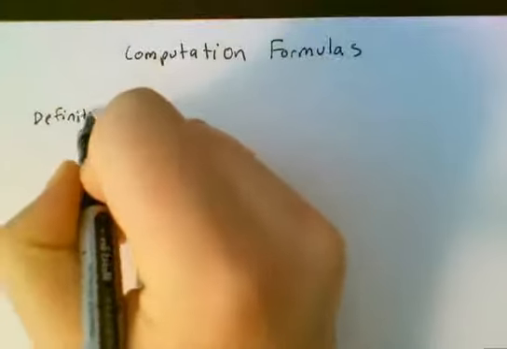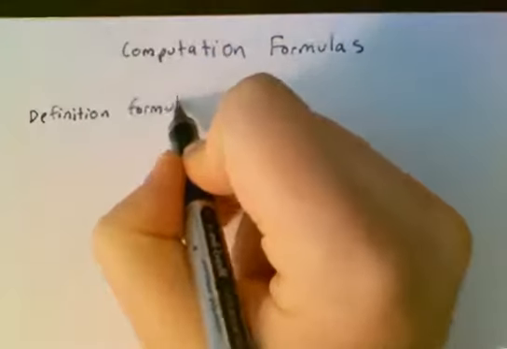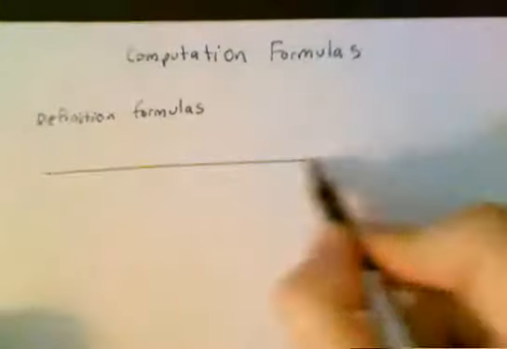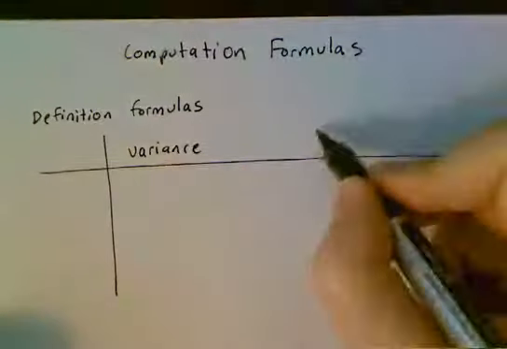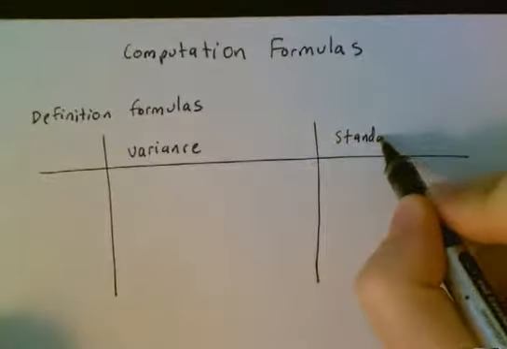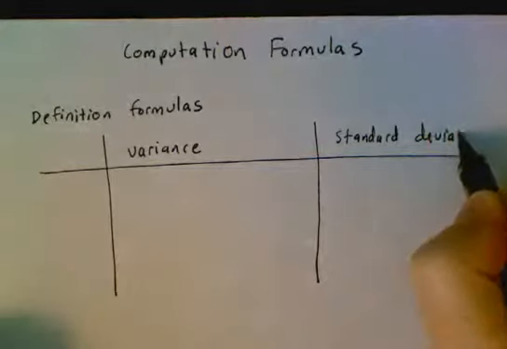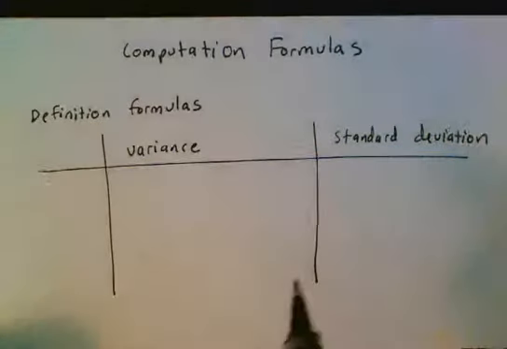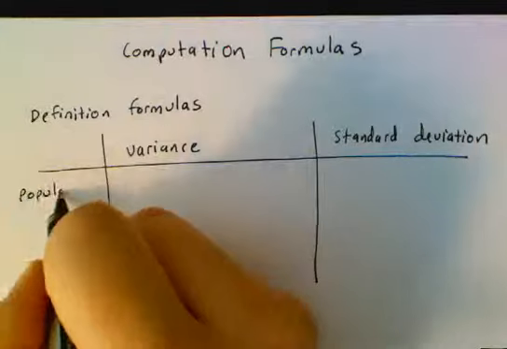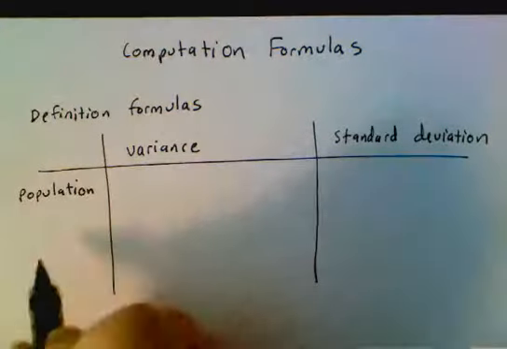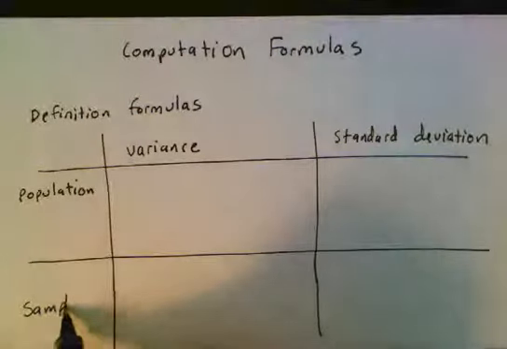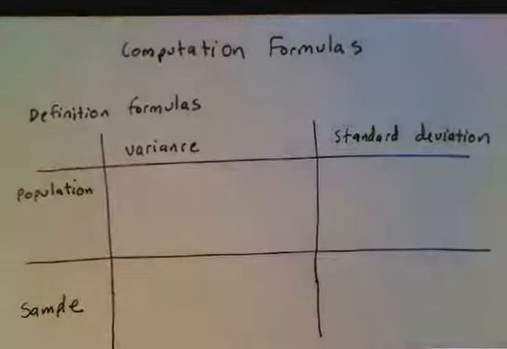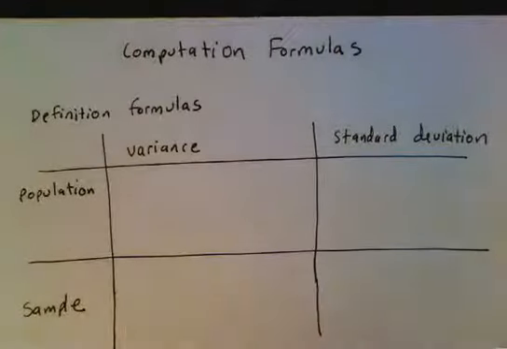Let's just write them all out. These are the definition formulas. I'm just going to make a little grid, make them nice and clear. We've worked with variance, standard deviation, both for a population and for a sample. And so you've already seen all these formulas before.